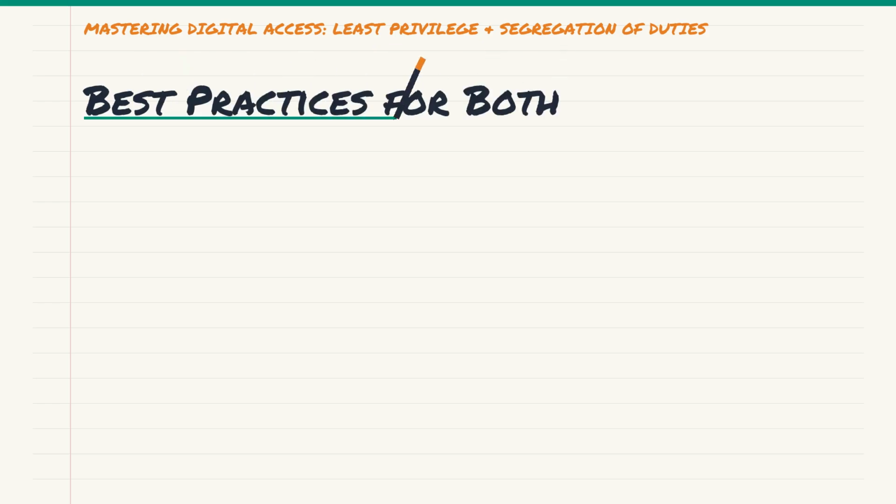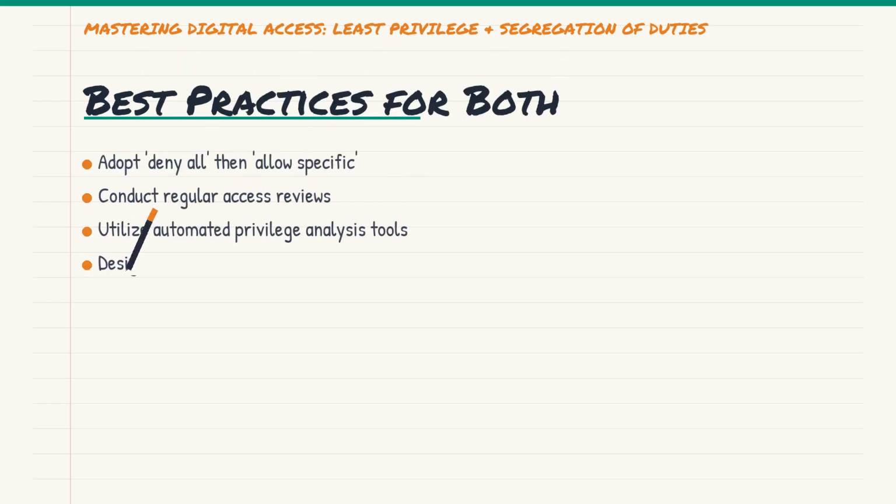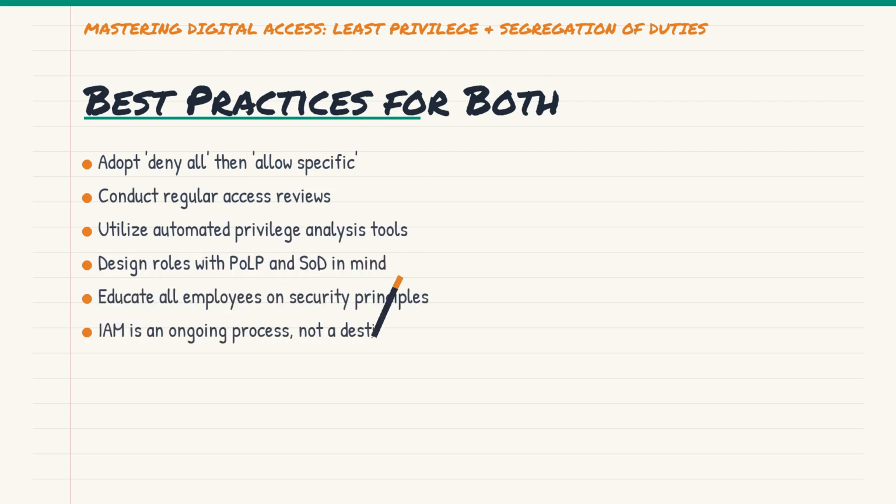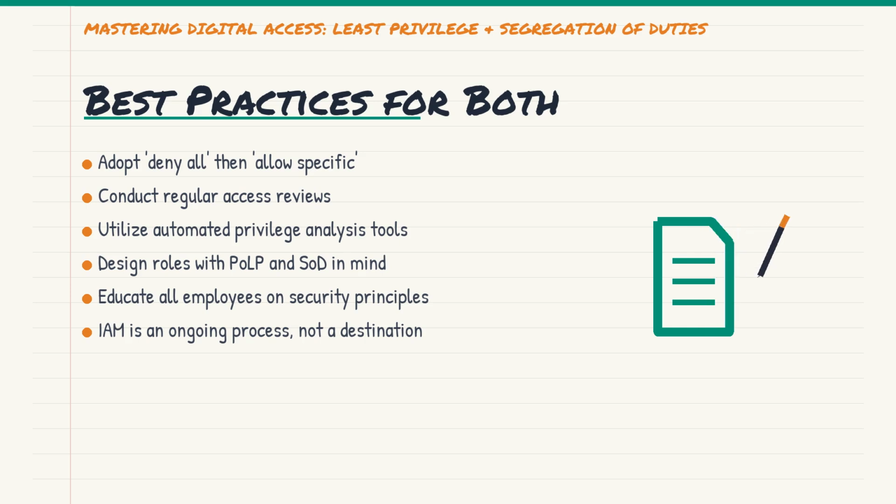To wrap up our chat on these vital concepts, remember these key best practices. Always start with a deny-all mindset for access and only explicitly grant what's needed. Regularly review all access, especially for high-risk accounts and when roles change. Use automated tools to help you identify both overprivilege and SOD conflicts. Design your roles carefully, baking in both PoLP and SOD from the ground up. And critically, educate your teams. Everyone needs to understand why these principles are so important for keeping the company and their own data safe. It's a continuous journey, not a one-time setup.